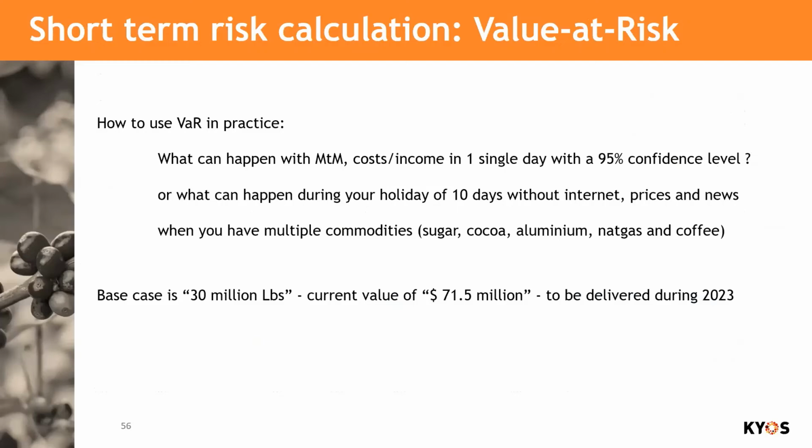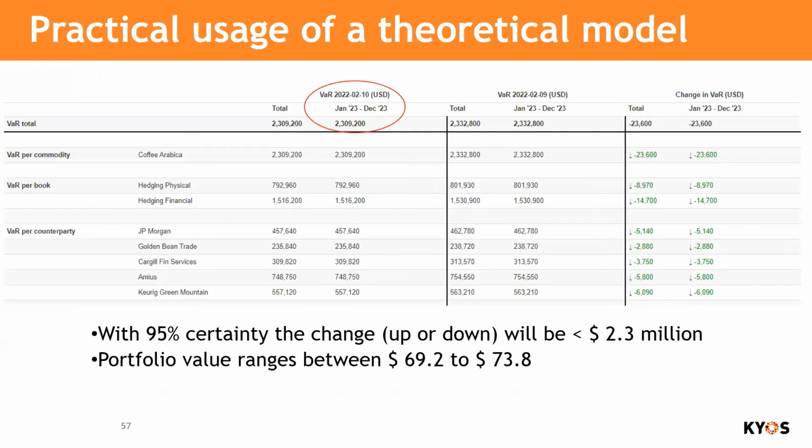And if I calculate it with the VAR models that we have, I can directly calculate, okay, based upon this exposure, a normal movement with 95% certainty, I can say that the change in one single day will not be bigger than 2.3 million US dollars. So 30 million pound exposure with a current value of 71.5 million based upon the current volatilities. This is the answer that we are looking for. And this is how we can use VAR in practice.